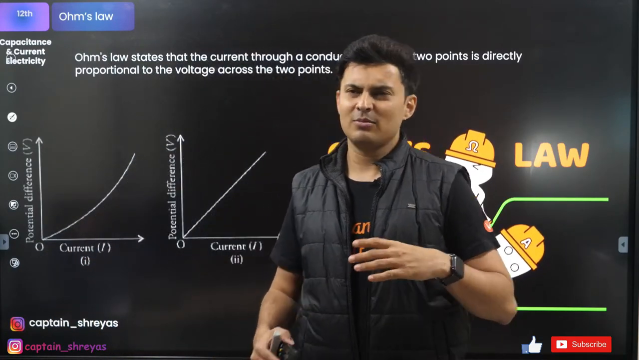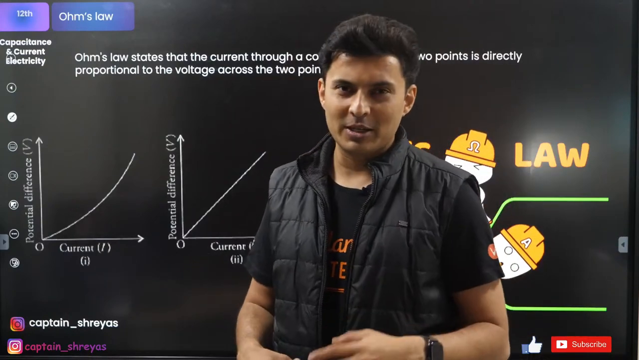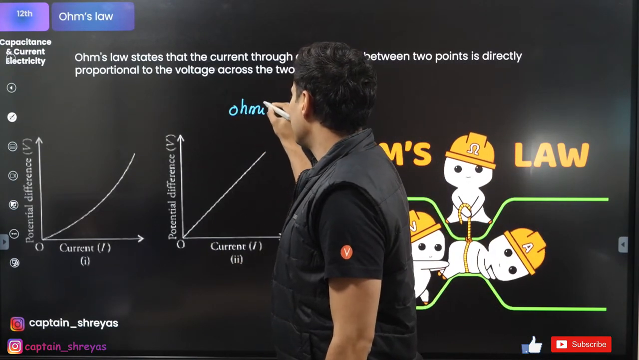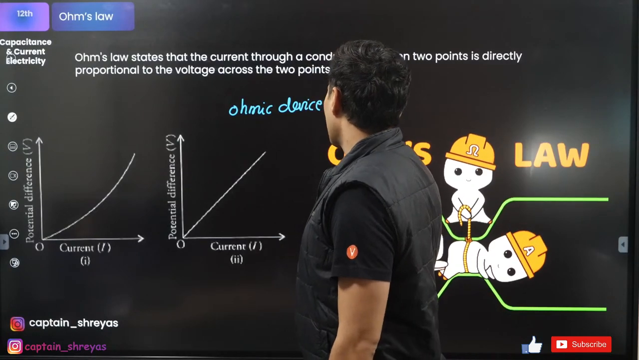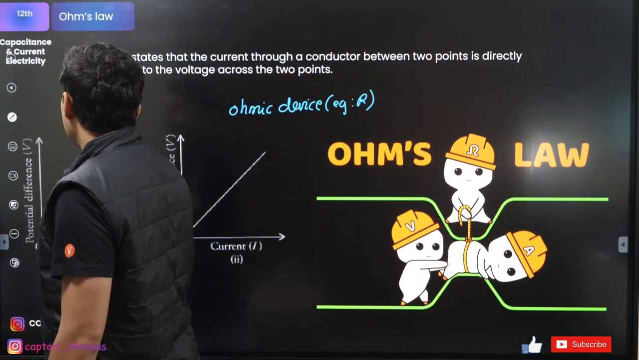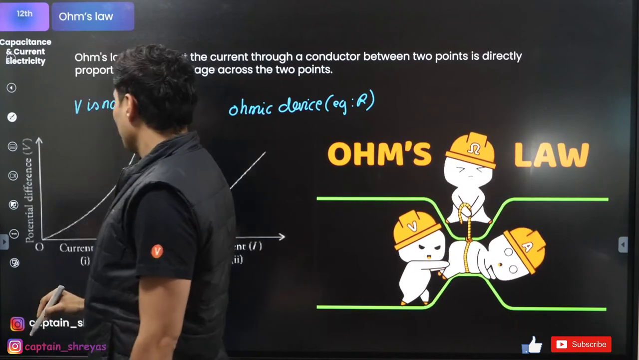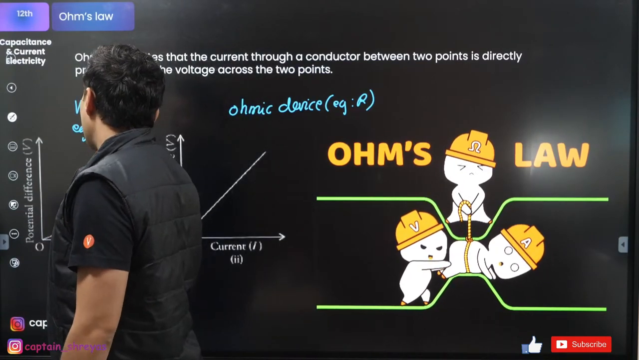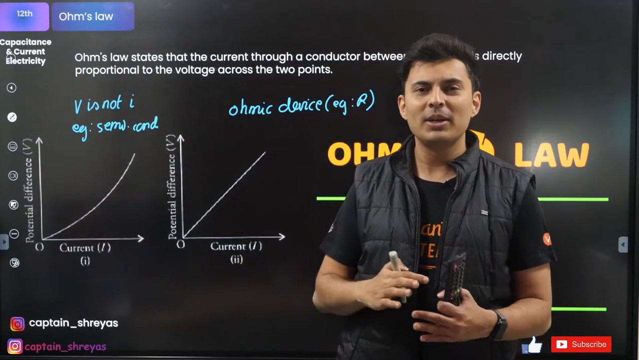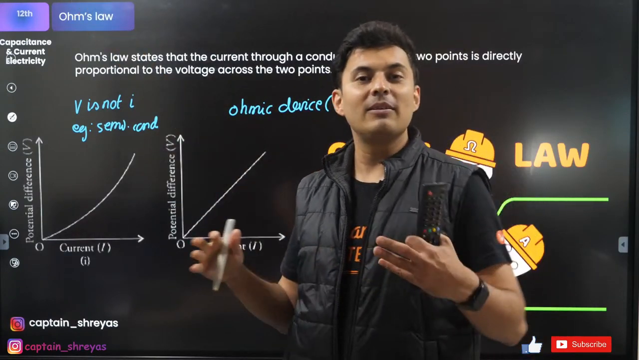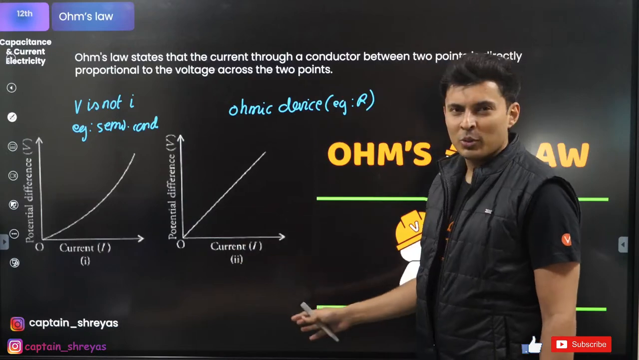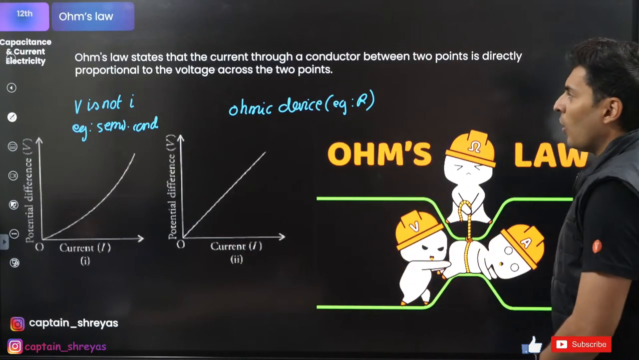There are only certain devices which are generally around you that follow this principle. They are called ohmic devices, like this one. Example, your resistance. But there are non-ohmic devices where voltage is not proportional to I. Example, semiconductors. You would have studied the topic, or maybe you will be studying it soon. For those devices, voltage is non-linearly proportional to the current. The behavior can drastically change with the applied voltage. So those are non-ohmic devices. In this chapter, we are going to only study ohmic devices, which follow Ohm's law.